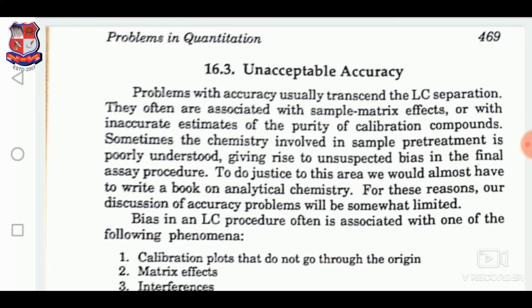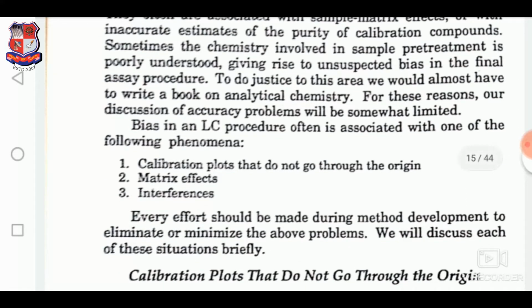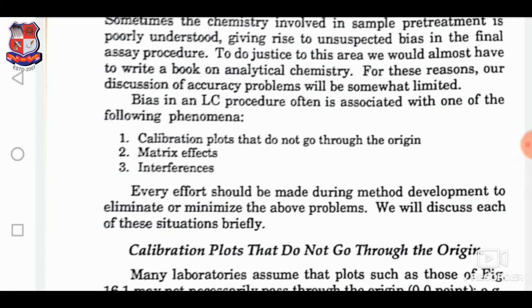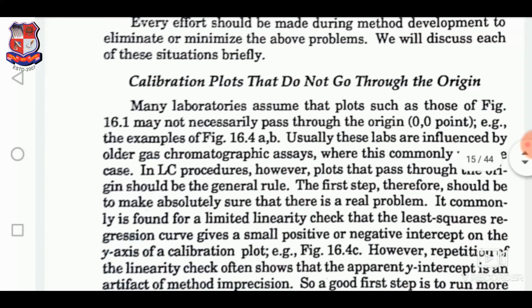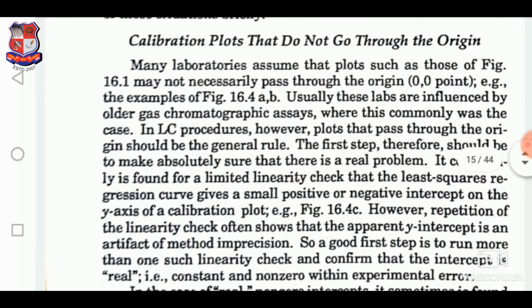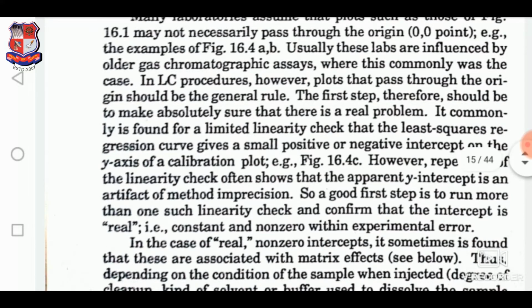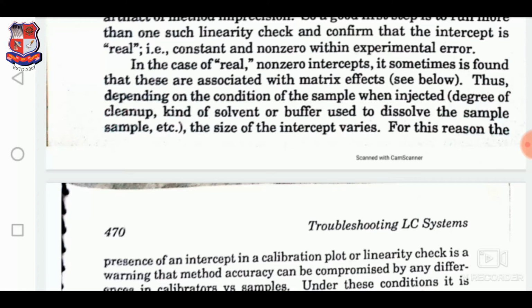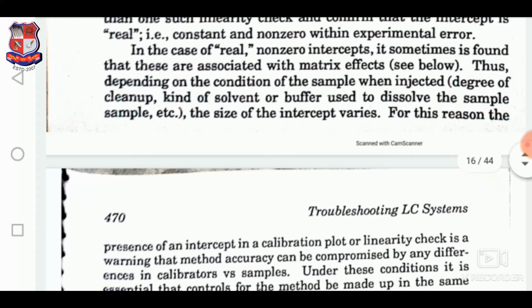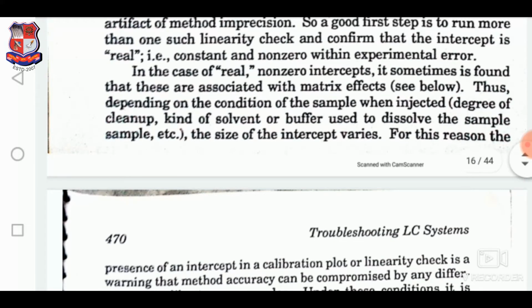Unacceptable accuracy. Bias in analysis procedures often is associated with one of the following: calibration plots that do not go through the origin, matrix effects, and interferences. So calibration plots that do not go through the origin, and that is the most difficult problem. So in the case of real non-zero intercepts, it is sometimes found that they are associated with matrix effect.